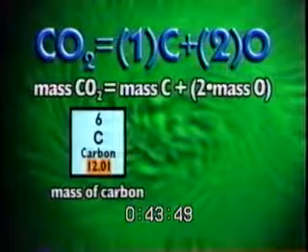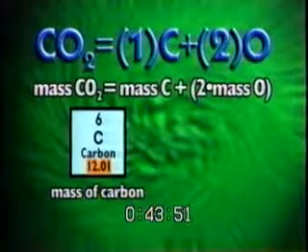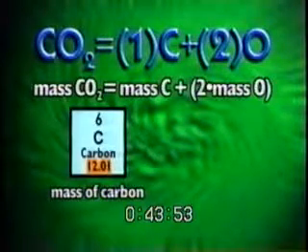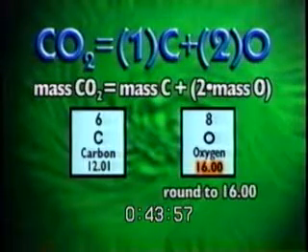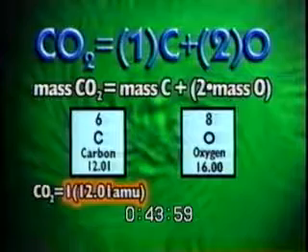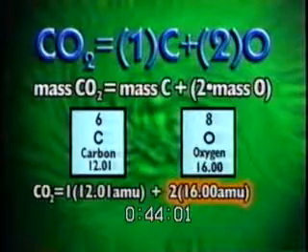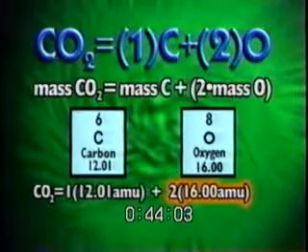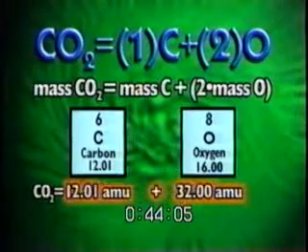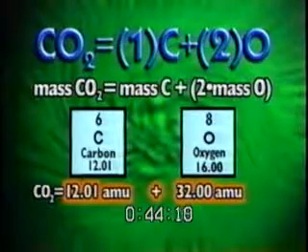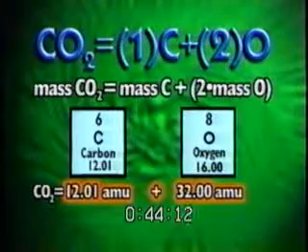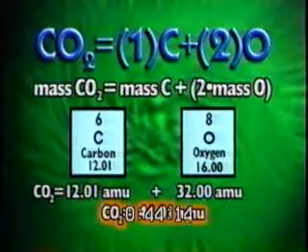According to the periodic table, the mass of carbon is 12.01 AMUs, and the mass of oxygen is 16.00 AMUs. 1 times 12.01 AMUs plus 2 times 16.00 AMUs equals 12.01 AMUs plus 32.00 AMUs. That gives us 44.01 AMUs.